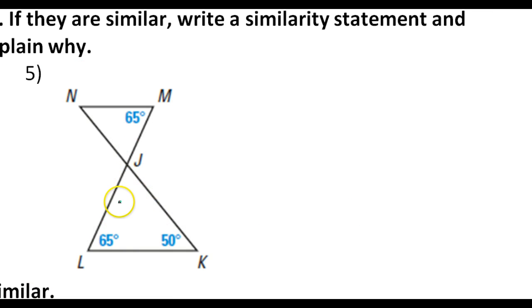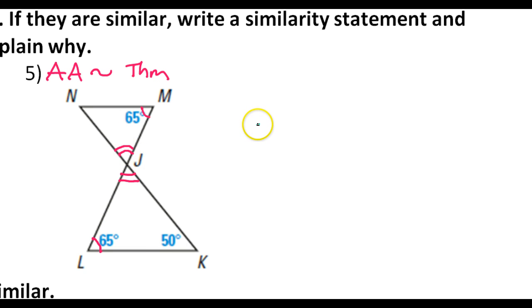Do we have enough information to know whether these are similar or not? We do, because we have one pair of angles that are given as congruent, but then we have another pair of angles that are vertical angles, and vertical angles are always congruent. So these will be similar because of the angle-angle similarity theorem. Okay, so fine, they are similar.